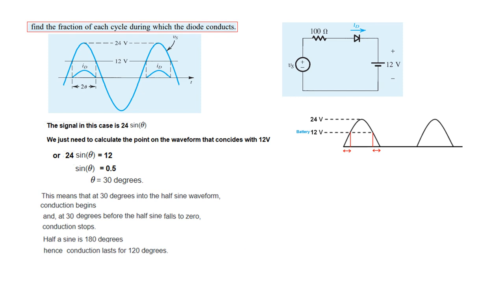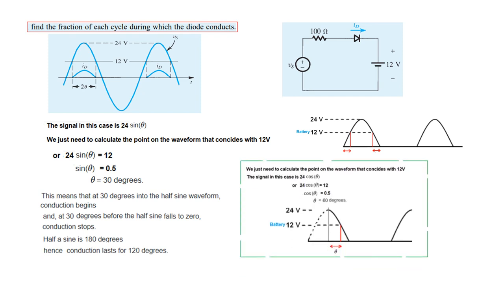In the book he has used a cosine signal, so we can also do that just for your information. If we assume this signal to be a cosine signal like this, then we can say that the signal is 24 cosine theta. When it comes to 12, the conduction will stop. So from here we can find cosine theta is 0.5, or theta is 60 degree. That means from 0 to this point is 60 degree. And so 60 on this side, so the conduction period will be 120 degree. And that is why you can see this is theta. In this diagram he has shown the conduction period to be 2 theta. So theta on this side and theta on this side, it becomes 2 theta.